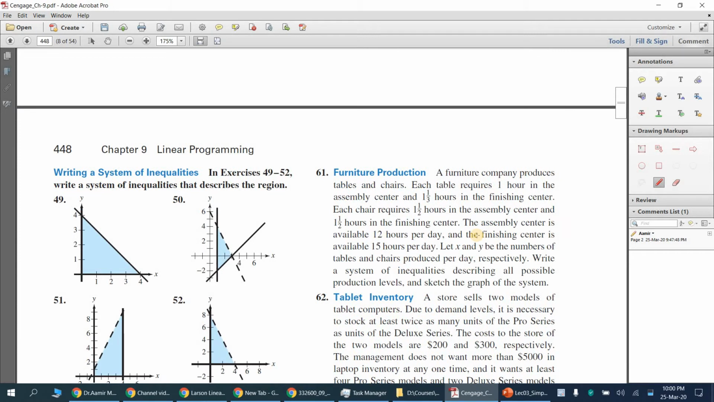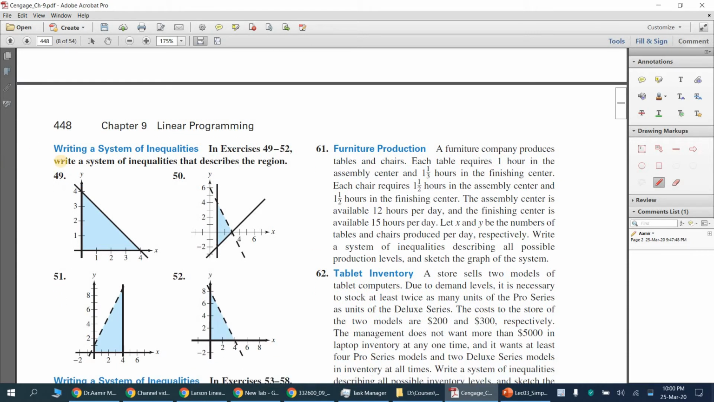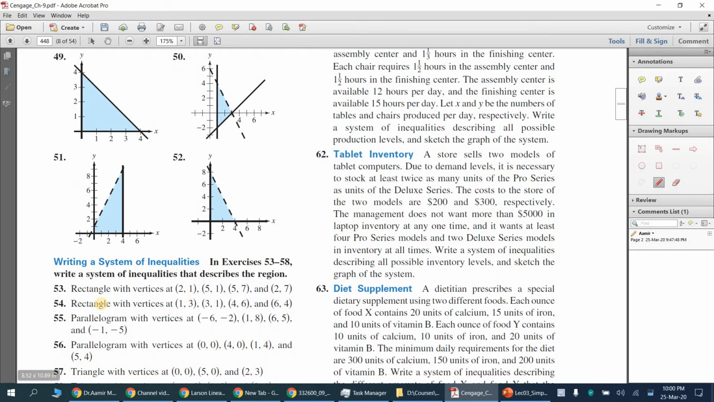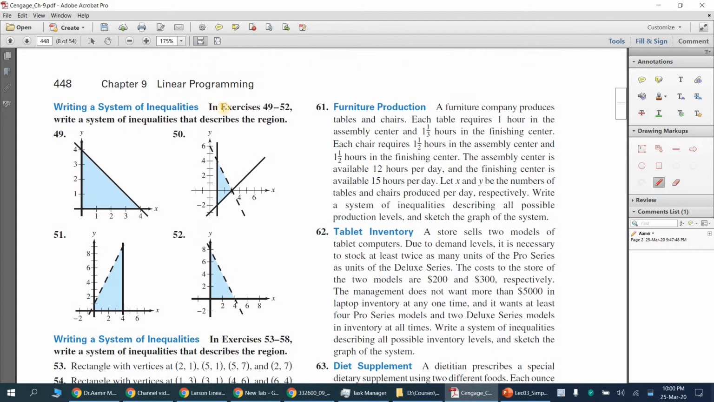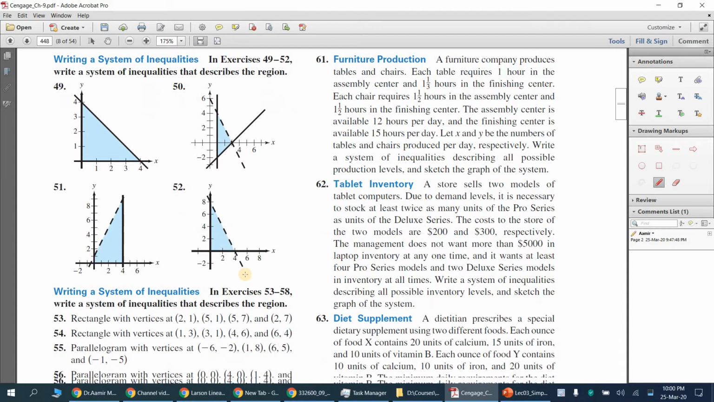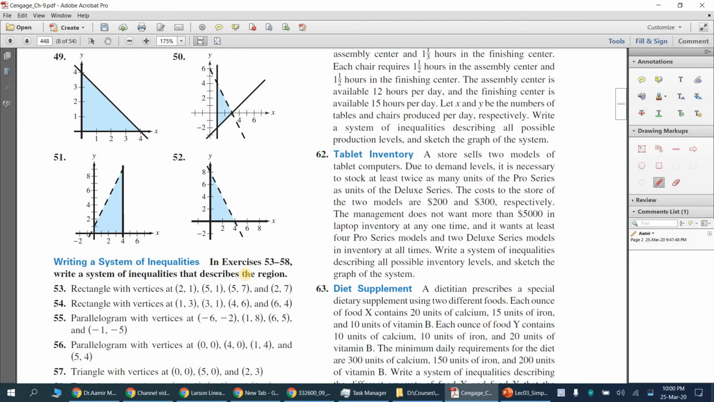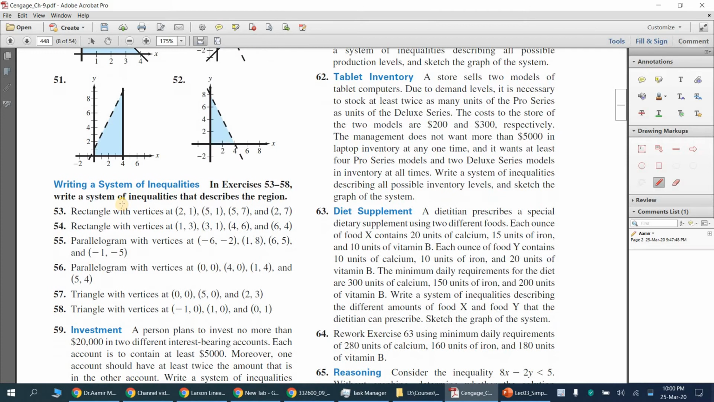So going next, there is another set of examples. Here you are given the graph, and you are asked to describe the system of inequalities for these graphs, for these regions. Okay, so the opposite.